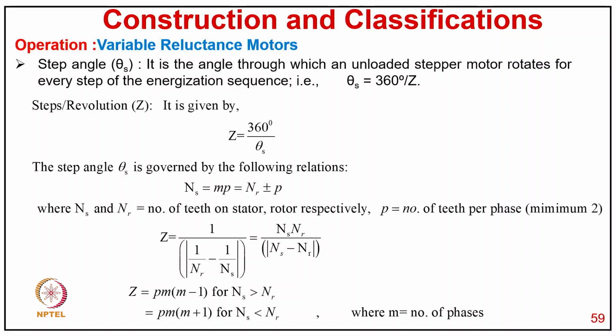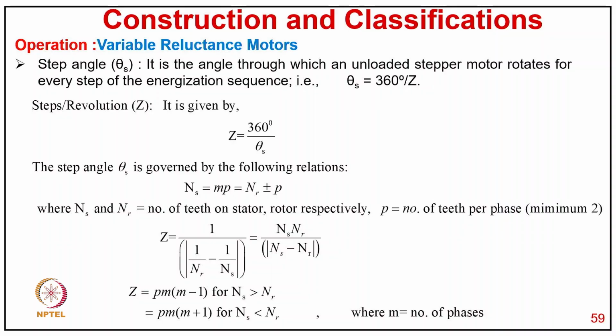Now coming to the step angle. It is the angle through which an unloaded stepper motor rotates for every step of the sequence: theta_s equals 360 divided by Z, where Z is the steps per revolution. It is given by Z equal to 360 by theta_s, and the step angle theta_s is governed by the following relation: Ns equal to mP or equal to Nr plus or minus P, where Ns and Nr are the number of teeth of the stator and rotor, and P is the number of teeth per phase, minimum 2.